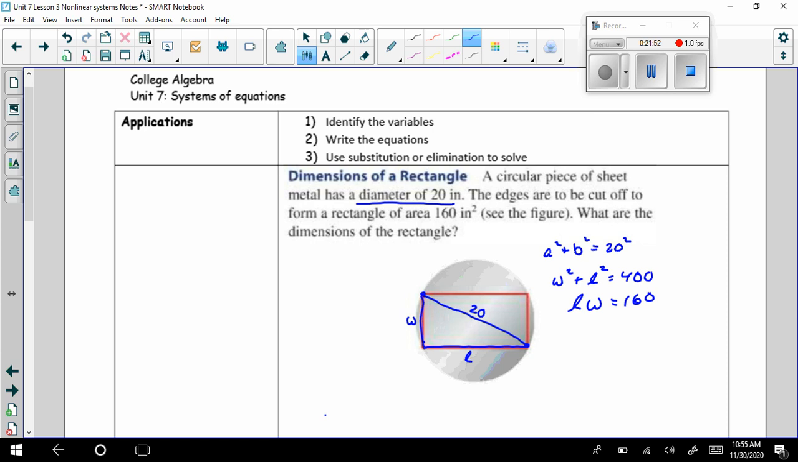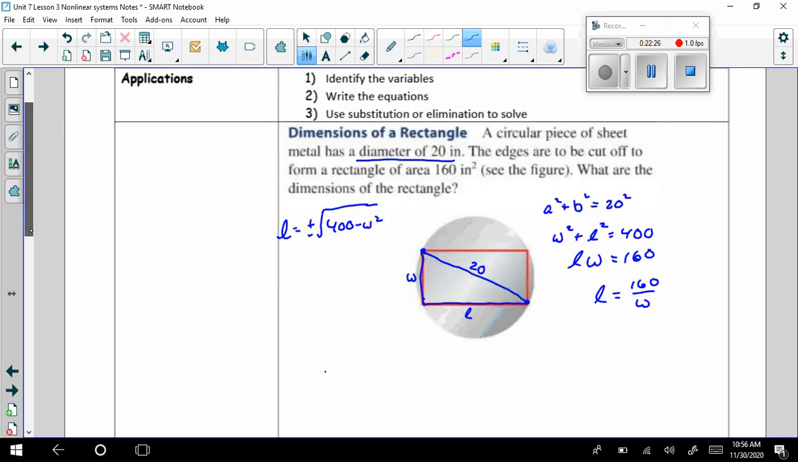I would probably use substitution for this and put L equals 160 over W and plug that in. Or solve up here for L or W and plug it in down here if you don't want to plug in fractions. So you could say L is equal to plus or minus the square root of 400 minus W squared and plug in both the positive and then the negative down here and solve it that way. Okay, so that's how you would set that one up.